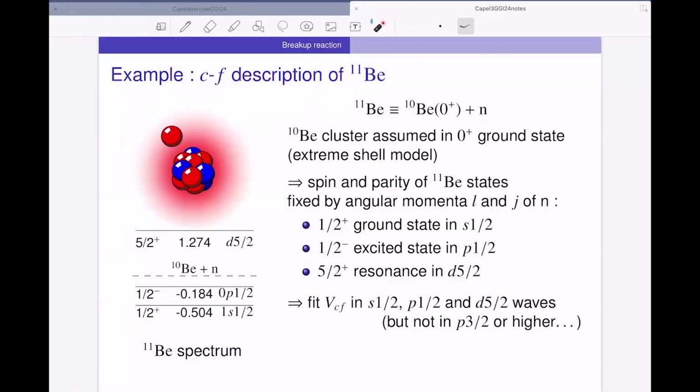So I will give some examples on the description of beryllium-11. Here is the low energy spectrum of beryllium-11. We'll assume that beryllium-11 is a beryllium-10 nucleus in its 0+ ground state plus just one valence neutron. And so beryllium-11 has two bound states. The first one is bound by only half an MeV. The spin is 1/2 plus.